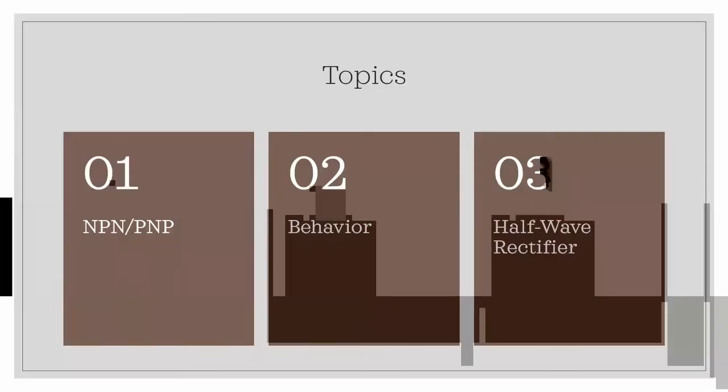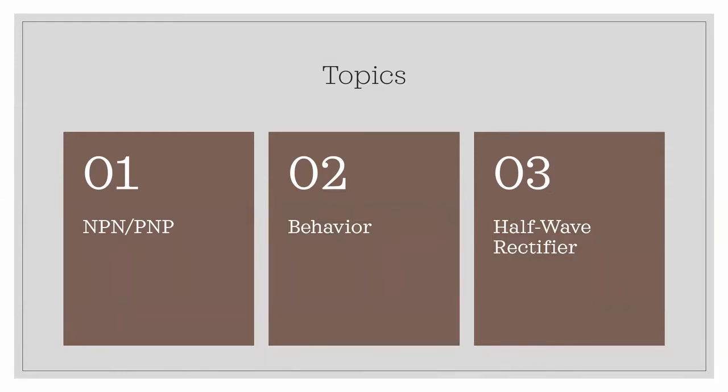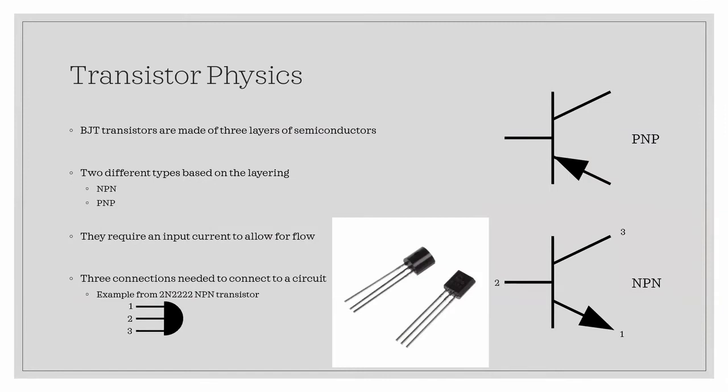Today we're going to cover the two kinds of transistors, the NPN and PNP transistor, and we're also going to analyze their behavior and take a look at the half-wave rectifier as an example of where we use semiconductors in general. Now first of all, there's two kinds of transistors, BJT and FET.